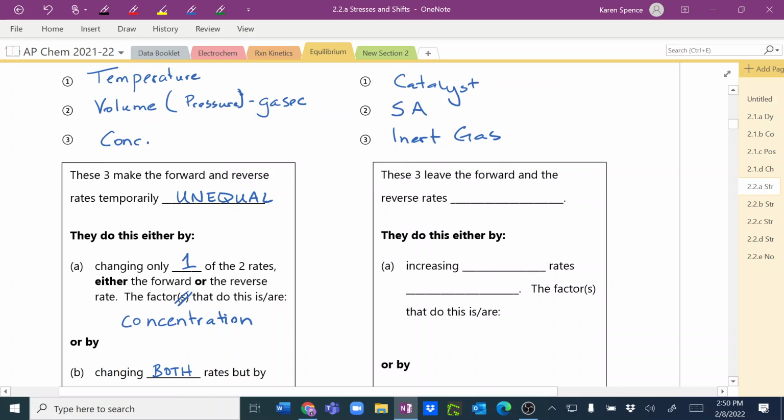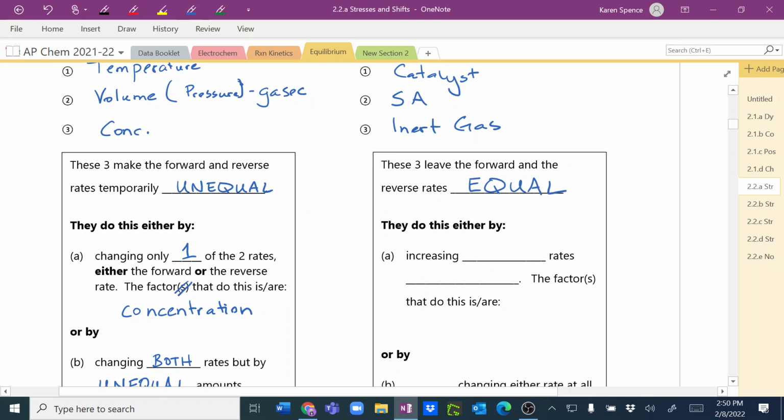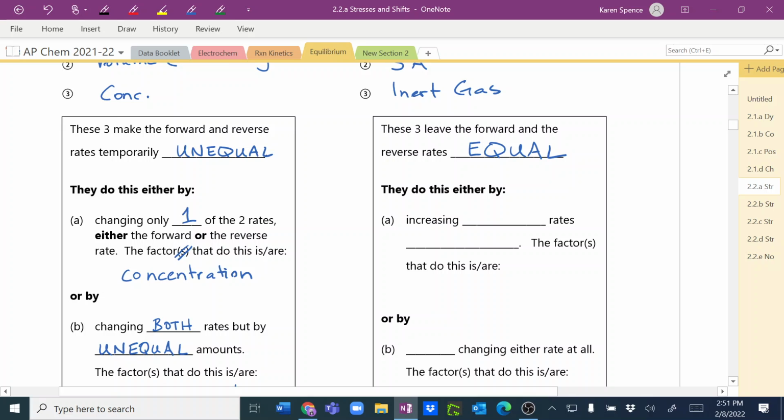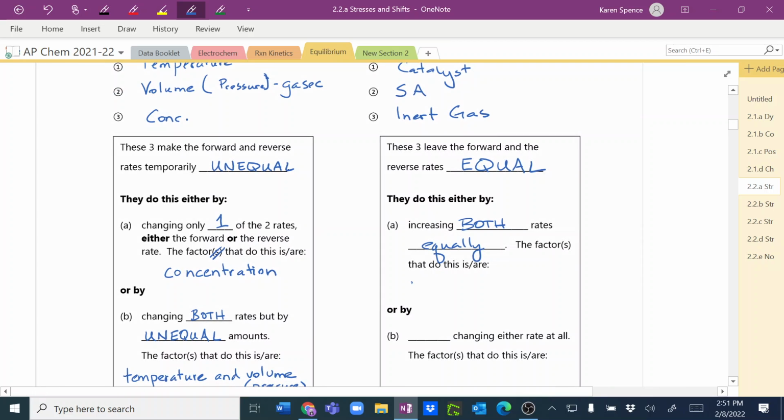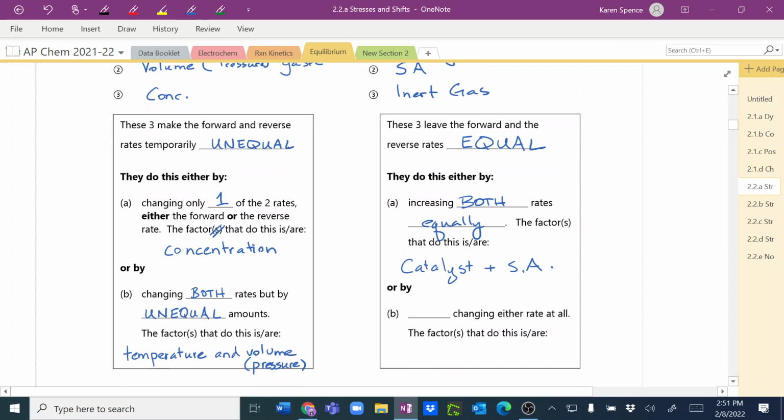These 3 leave the forward and reverse rates equal. They can either leave both rates equal by increasing both rates equally. Which 2 factors increase both rates equally? Catalyst and surface area. Or they can do it by not changing either rate at all, and the factor that does this is the inert gas.